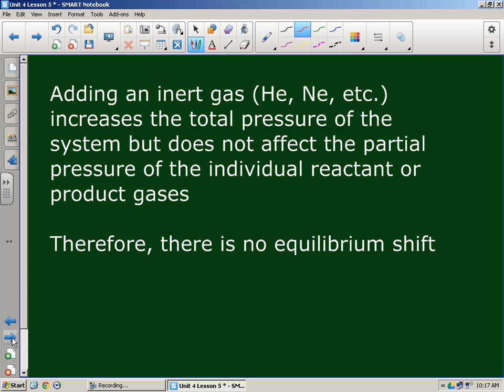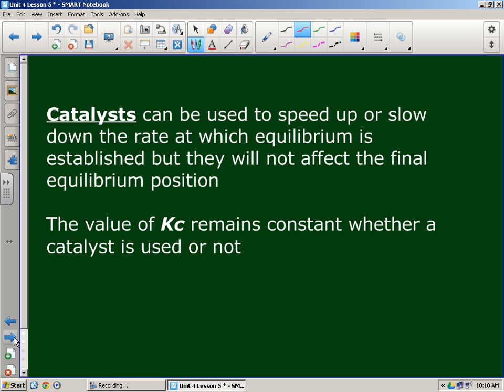If you add an inert gas, so if you just added some kind of helium or neon into this system, it's not going to react with anything. So adding an inert gas increases the total pressure of the system for sure. It increases the total pressure, but it doesn't change the concentration of any of those gases, and it doesn't change the equilibrium. It doesn't shift it any which way. So it does not affect the partial pressure of the individual reactant or product gases. There's no equilibrium shift, so you would see the same kind of thing.